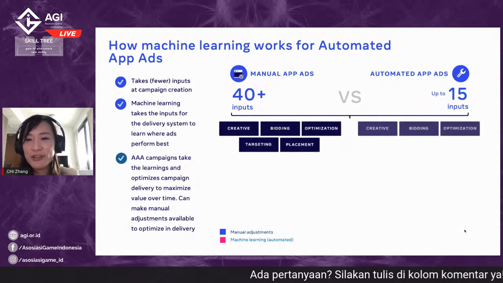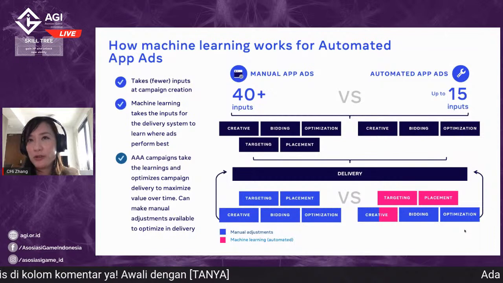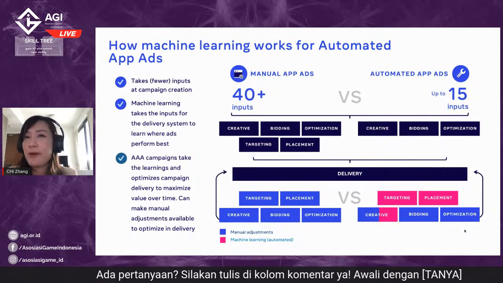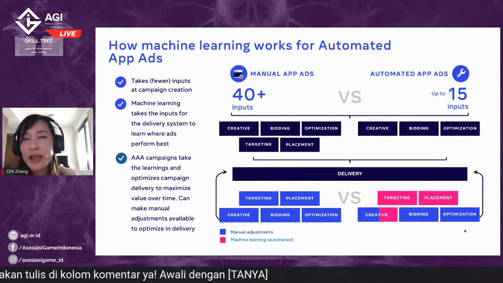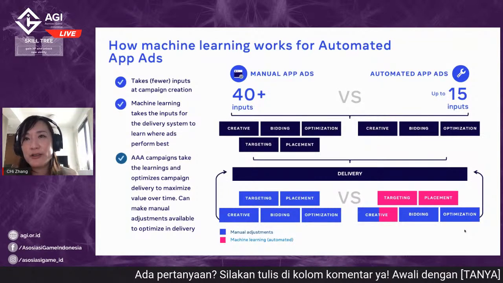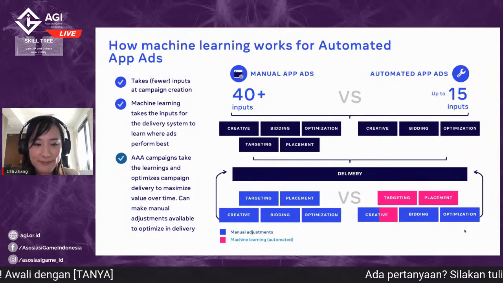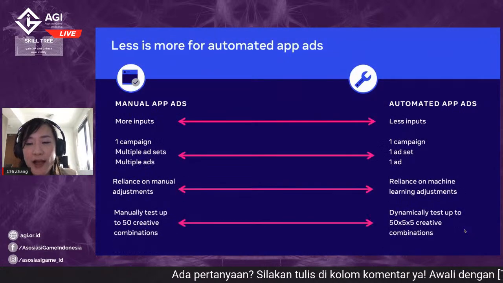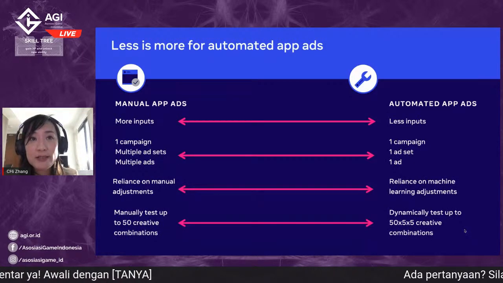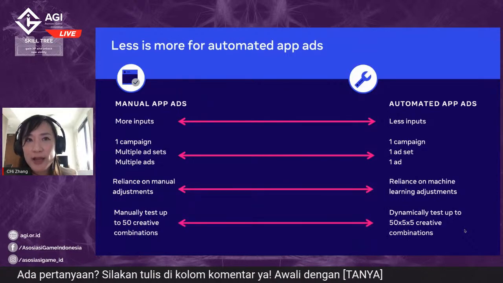Okay, so just now we talked a lot about learning phase and how machine learning works. So this is a brief overview of how AAA really works. If we compare AAA with the traditional or the manual app ads that you used before, you can see that in manual app ads, you will need about 40 plus inputs in terms of bidding, optimization, targeting, many targeting options, many different placement options. And in AAA, we have reduced the number to about 15. So you really need less input for AAA. Not only do we have less inputs required for AAA, we also simplified the campaign structure dramatically. In the past, you have multiple ad sets and multiple ads per campaign, and in automated app ads, you only have one campaign, one ad set, and one ad.